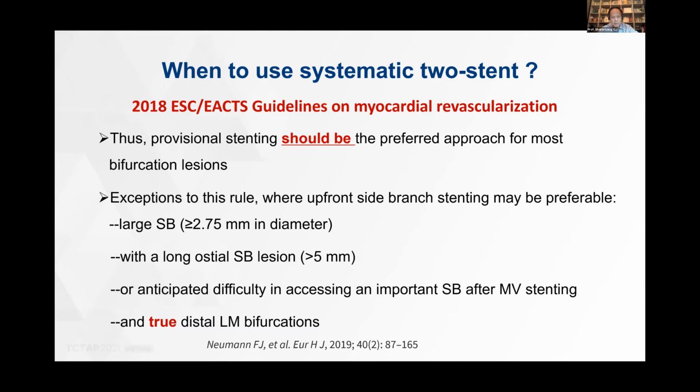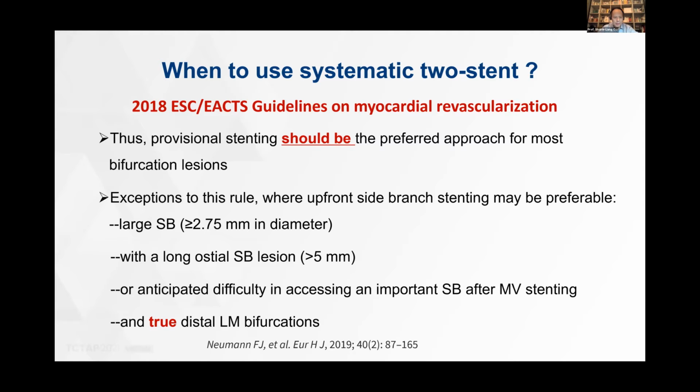Because this cutoff is derived by statistical regression from our DEFINITION 1 trial, including more than 3,660 patients with true coronary bifurcation lesion. Finally, the guidelines say true distal left main bifurcation lesion could be the indication of upfront side branch stenting technique. It means two-stent technique could be used for large side branch, long side branch lesion, or difficulty to access side branch after main vessel stenting, or finally for true distal left main bifurcation lesion.